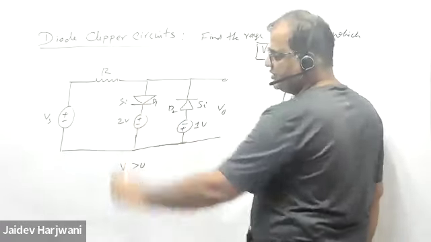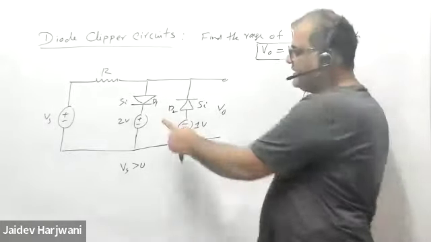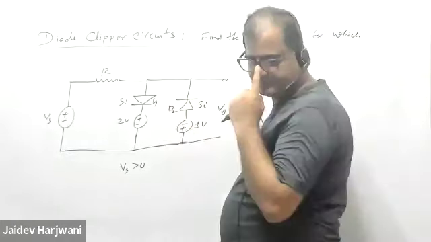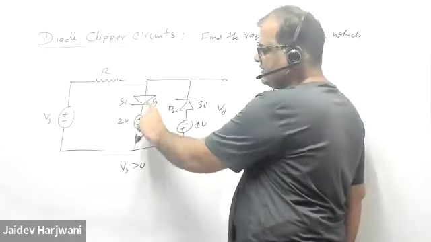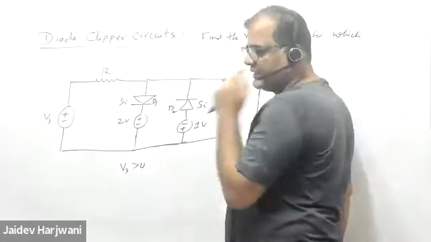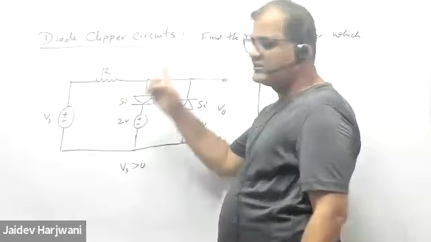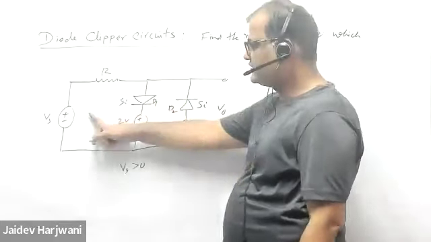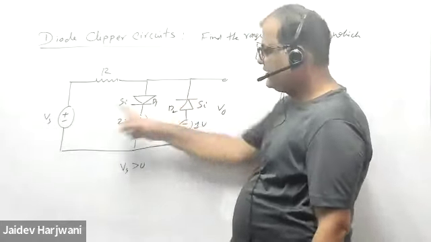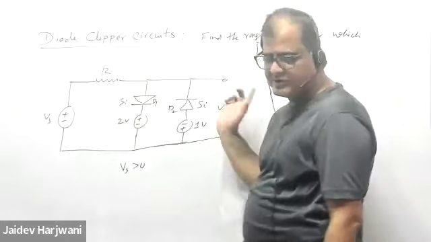So when Vs is greater than 2 volt, you require this 0.7 also. Are you getting my point? This diode is reverse biased by 2 volt, and this itself is silicon, so it requires 0.7 volt to conduct. So this Vs has to be greater than 2.7 volt to make this diode conduct. In the positive cycle, this is always open. So until this Vs reaches 2.7 volt, this whole part is open.